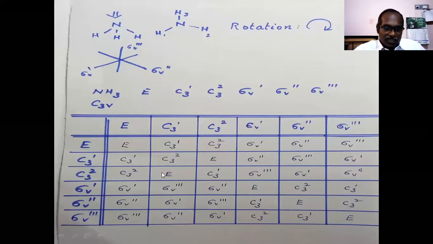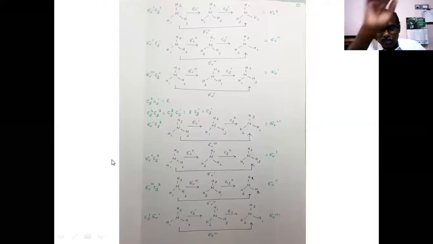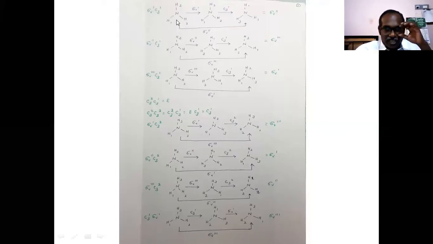Now, the first complicated operation begins here. Sigma V dash and C3 once. What will be the resultant? What will be the combined operation for sigma V dash and C3 once? Look here. Look at this molecule. First, this is the first configuration we have taken. I operate sigma V first.